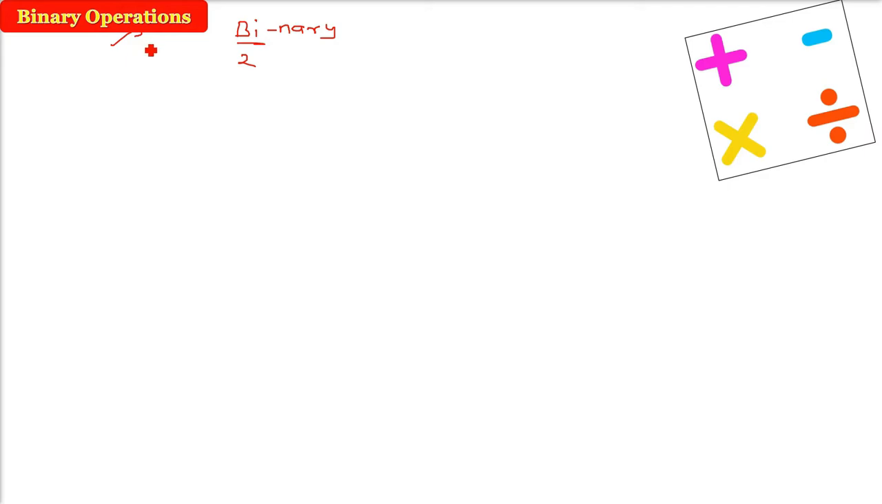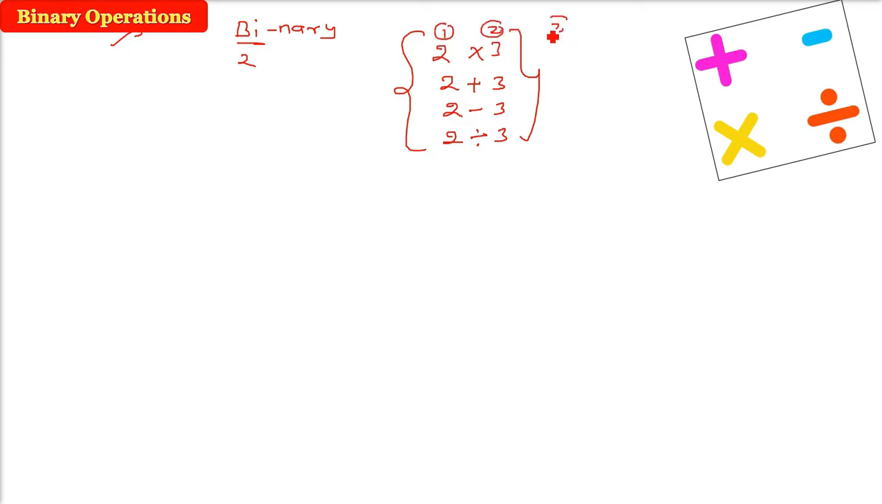So what are these operations? This can be any mathematical operation. But in the case of binary operation, let me write 2 multiplied by 3, 2 plus 3, 2 minus 3, and 2 divided by 3. So these are the operations I am talking about: multiply, plus, minus, divide. The first operand is 2, the second operand is 3, that means it is by 2, binary. And these are the operations. That is what is called binary operations. These are the 4 operations possible in binary operations.